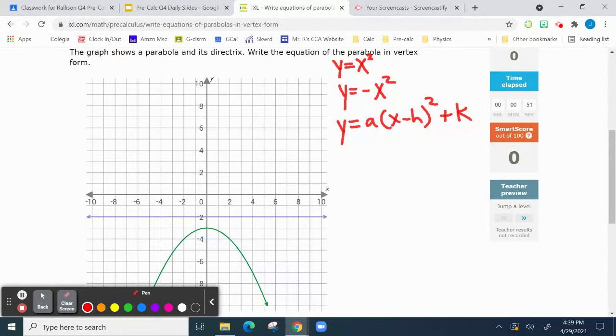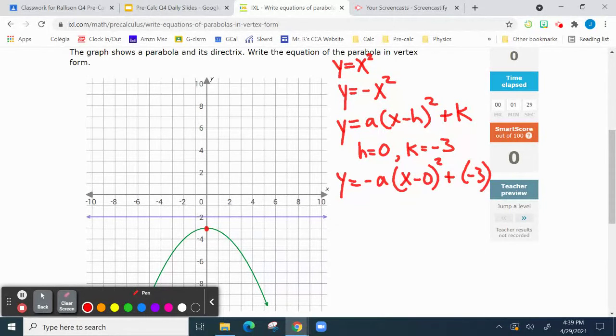The thing we want to do is find our vertex, which is right there. That tells us h equals what? H is the x component of the vertex. That's 0. And k is what? K is negative 3. So now we're getting there, and we're going to say y equals, it's negative so it's going down, negative a(x minus h), where h is 0. We'll take that out later, but I'm putting it there now for clarity, plus negative 3.